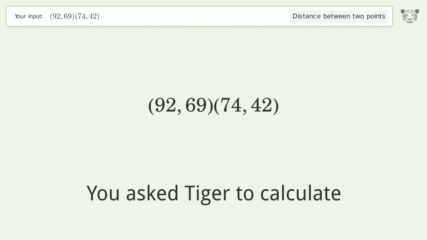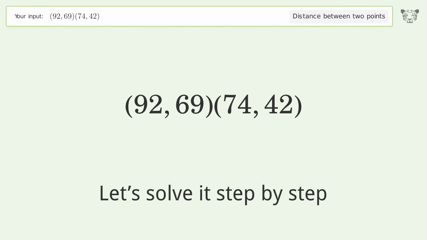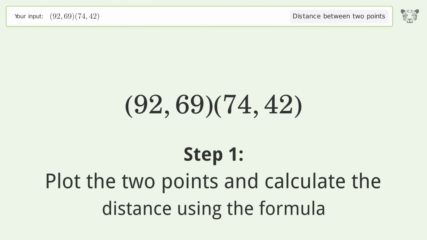You ask Tiger to calculate. This deals with the distance between 2 points. The distance between the 2 points is the square root of 1053, or 32.45. Let's solve it step by step. Plot the 2 points and calculate the distance using the formula.